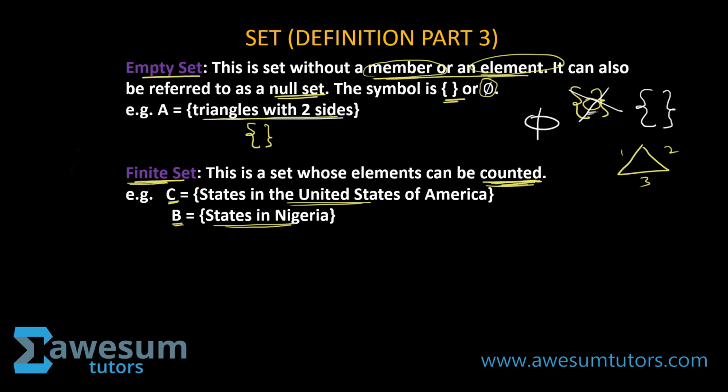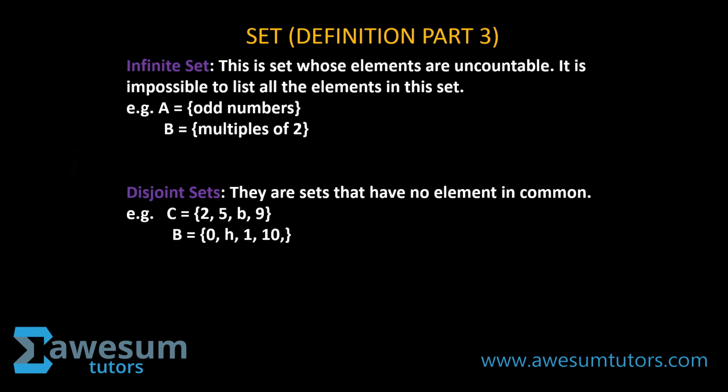Okay, now let us look at the next one. What about an infinite set? What is that? This is a set whose elements are uncountable. You cannot count an infinite set. It is impossible to list all the elements in this infinite set, okay?